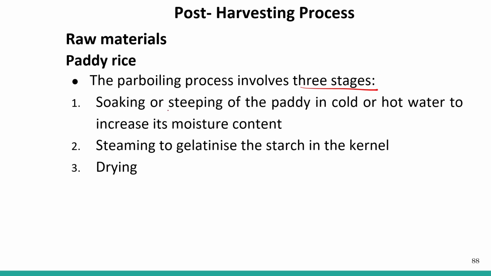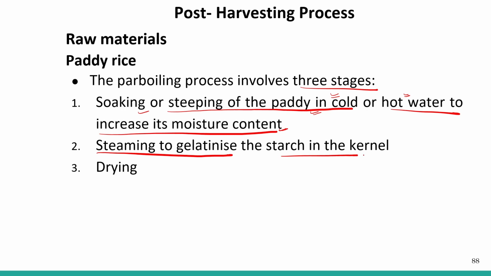Soaking or steeping of the paddy in cold or hot water to increase its moisture content. Okay, so we are soaking or steeping the paddy in cold or hot water. Either you can keep that in cold water or hot water so that the moisture content of the seeds gets increased. Now, steam to gelatinize the starch in the kernel.